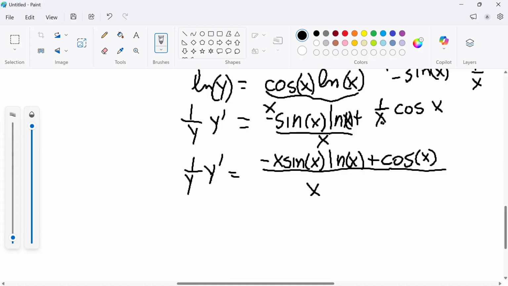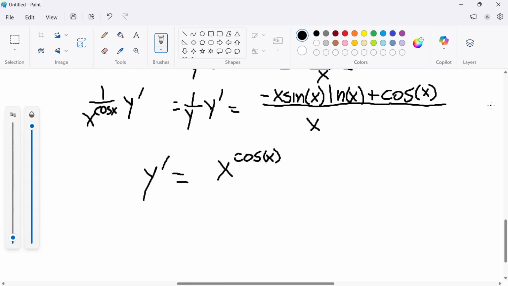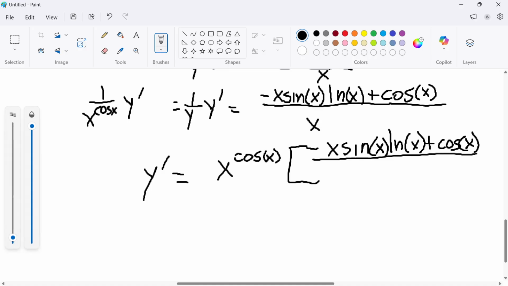And then I will multiply both sides by y, but what is y? I've got 1 over y on the left side. y equals x to the cosine x. So I have y prime equals x raised to the cosine x, that should be in parentheses to make it clear, times negative x sine x times natural log of x plus cosine of x, over x.